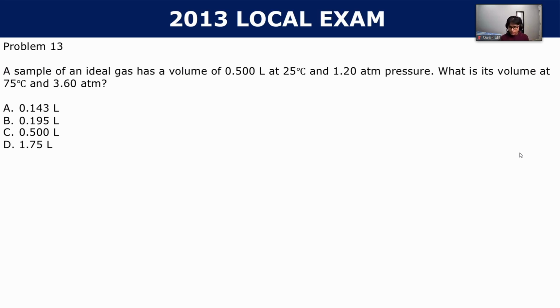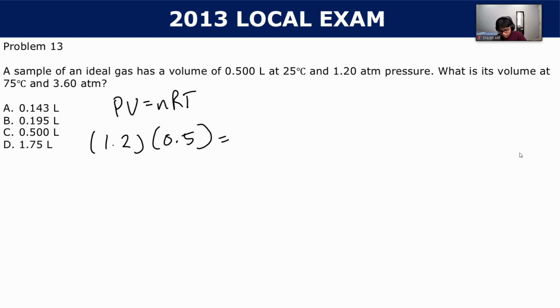So let's take a look at problem 13. A sample of an ideal gas has a volume of 0.5 liters at 25 degrees Celsius and 1.20 atmospheres of pressure. What is its volume at 75 degrees Celsius and 3.60 atmospheres? So let's write down the PV equals nRT values. We know that the pressure is 1.20. We know that the volume is 0.5. We don't know n. We know that R is going to be 0.08206. And we know temperature is going to be 298 Kelvin, which is 25 degrees Celsius.